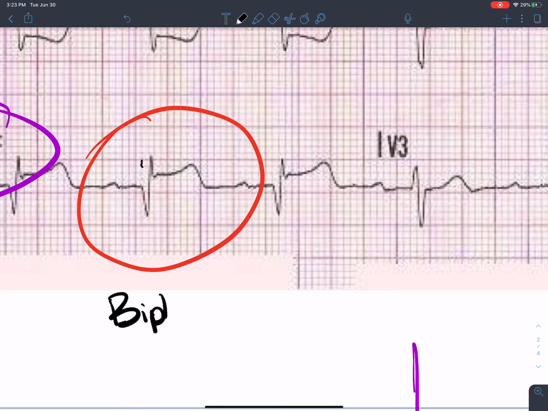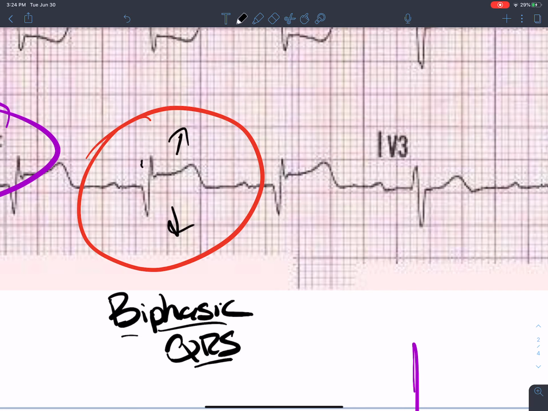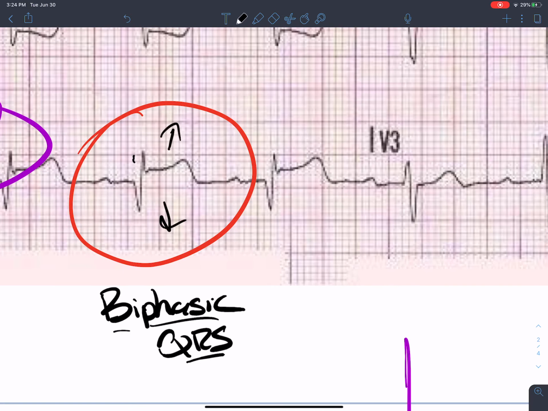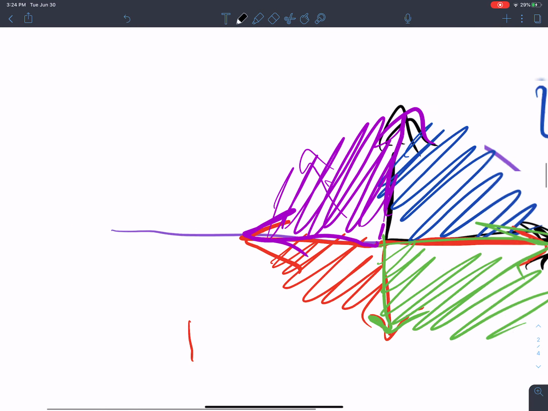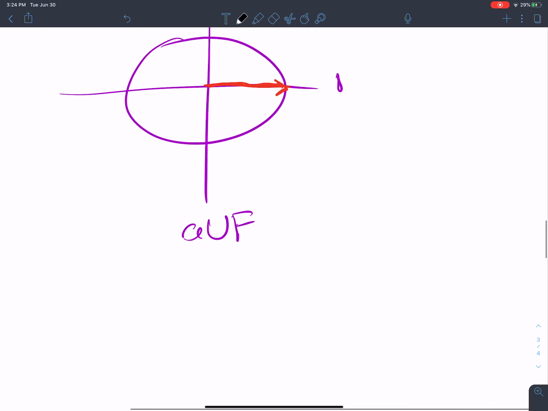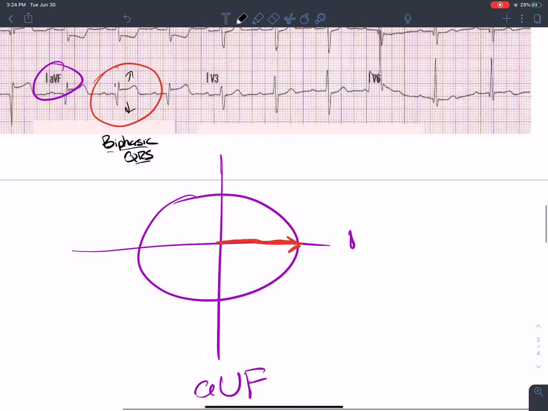What I'm going to do is look at this and say, hey, that's a biphasic QRS. What's that mean? That means it goes up and it goes down. Biphasic, two phases. But how do we draw that? There's no biphasic anywhere on this chart. That doesn't make any sense. There is no chart. But this is AVF.